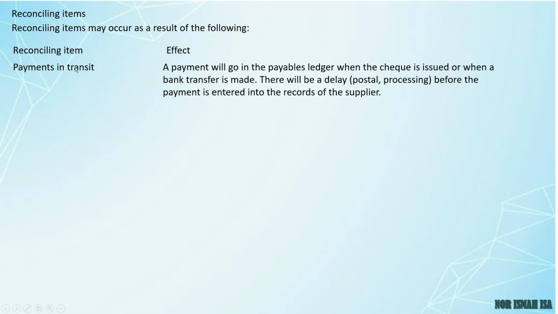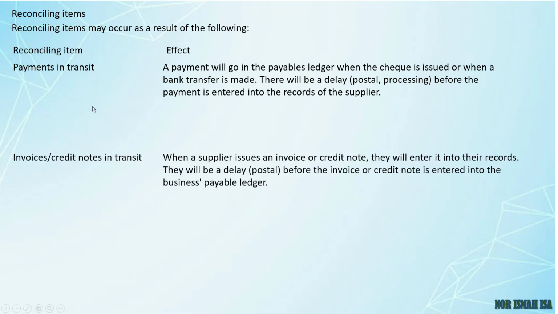A payment in transit. A payment will go in the payable ledger when a check is issued or when a payment transfer is made. There will be a delay of postal processing before a payment is entered into the record of the supplier. So this amount will appear in the supplier statement, whereas the payable ledger is already recorded.